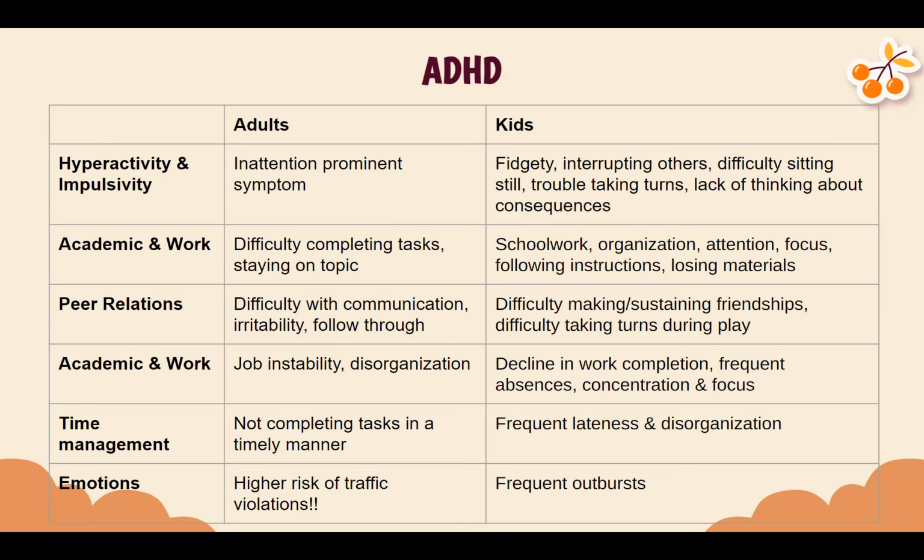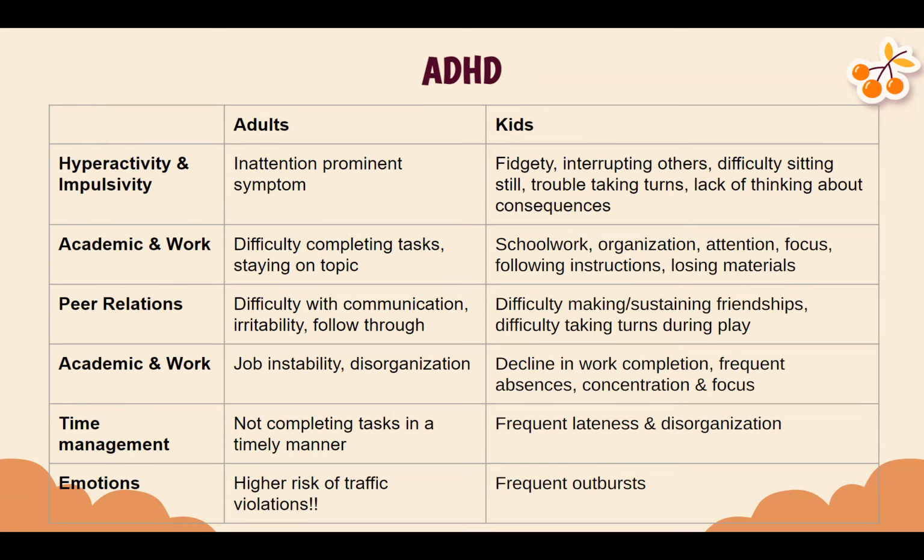But in kids, you might see them fidgety, interrupting, they can't sit still, trouble taking turns, lack of thinking about consequences. But remember too, that the kid's logical brain does not develop until you're about 26 years old. So it is normal for little kids to be fidgety, interrupting others, not sitting still, taking turns, lack of thinking about consequences, especially teenagers. So as the mental health counselor, it's really important for you to tease out which of this is normal developmental behavior and which of this is something pathological.